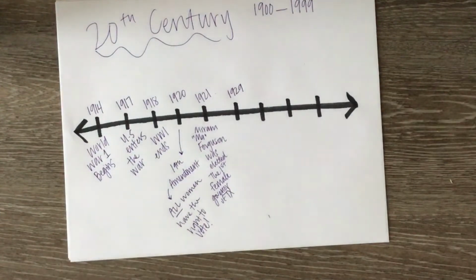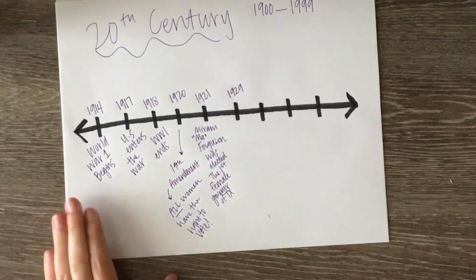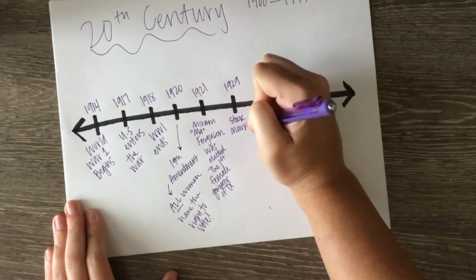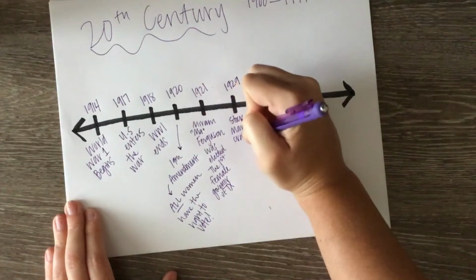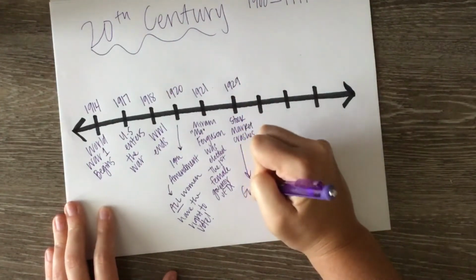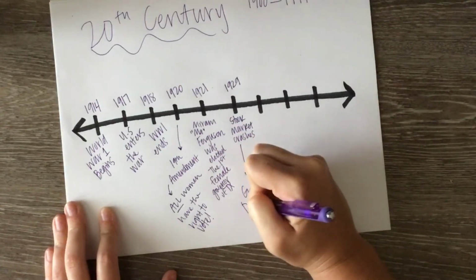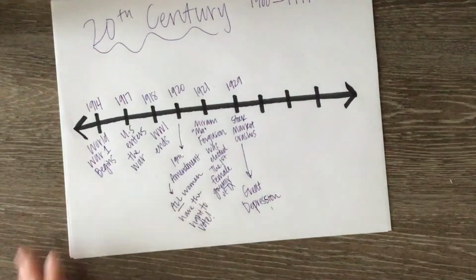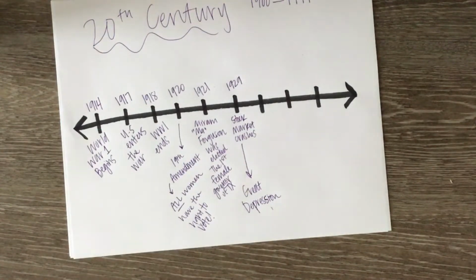And in 1929, if you read about it last week, this is when the stock market crashed. The stock market crashes, and this leads to the Great Depression. So the Great Depression starts in 1929. A lot of people lost money, and it created this thing called the Great Depression.